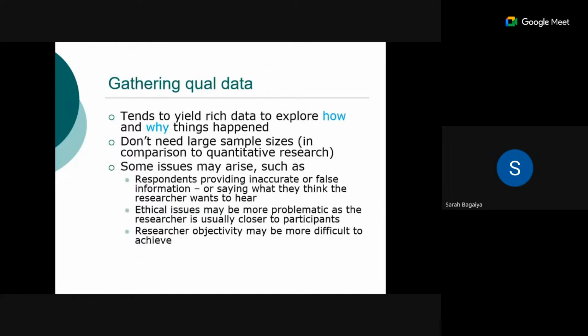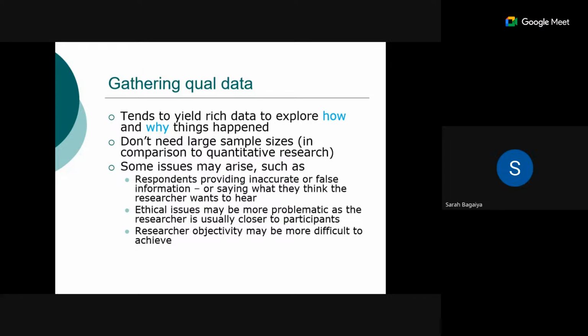Gathering qualitative data tends to use data to explore how and why things happened. They don't need large sample sizes in comparison to quantitative research. Some issues may arise, such as respondents providing inaccurate or false information or saying what they think the researcher wants to hear. That's why we said earlier that it's important to probe when trying to obtain qualitative data.